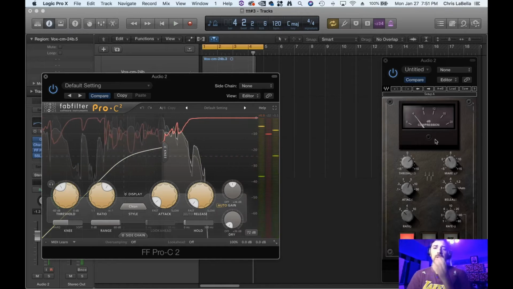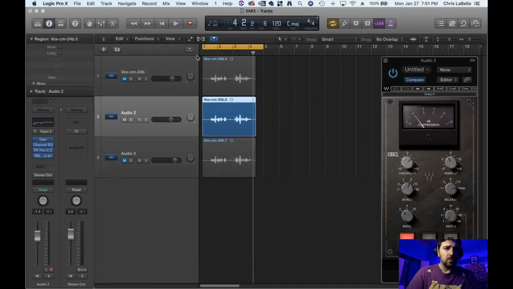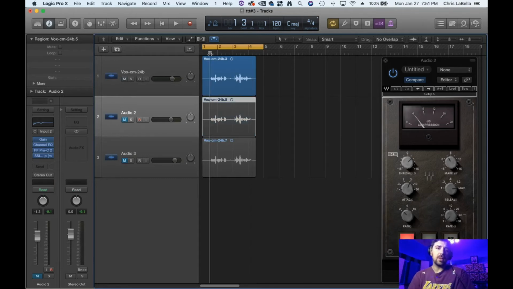It's getting overcompressed at around 5 decibels. So let's listen to how that sounds. Never mind what the meters say. Listen to how that sounds.